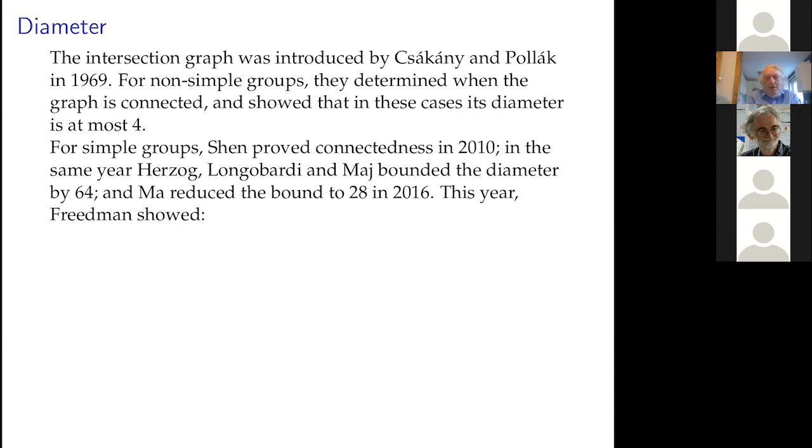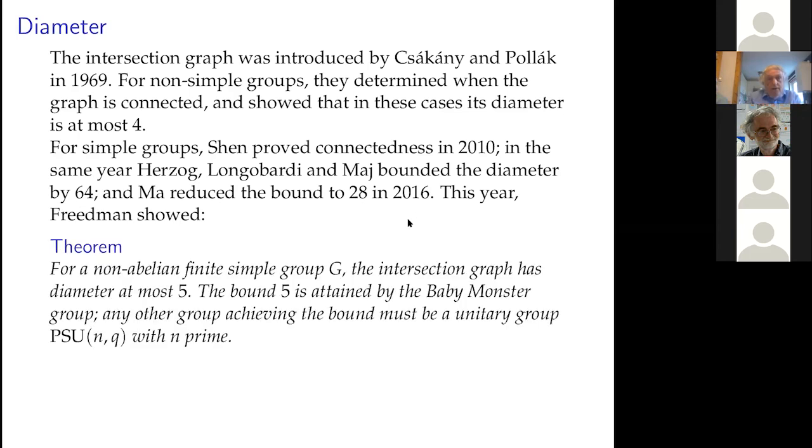I don't know why. Shen proved in 2010 that the graph is connected, but he didn't give an upper bound for its diameter. Herzog, Longobardi, and May showed that the diameter is at most 64. Ma reduced this to 28 in 2016. This year, Saul Friedman showed the correct bound is 5, which is definitely better than 64.